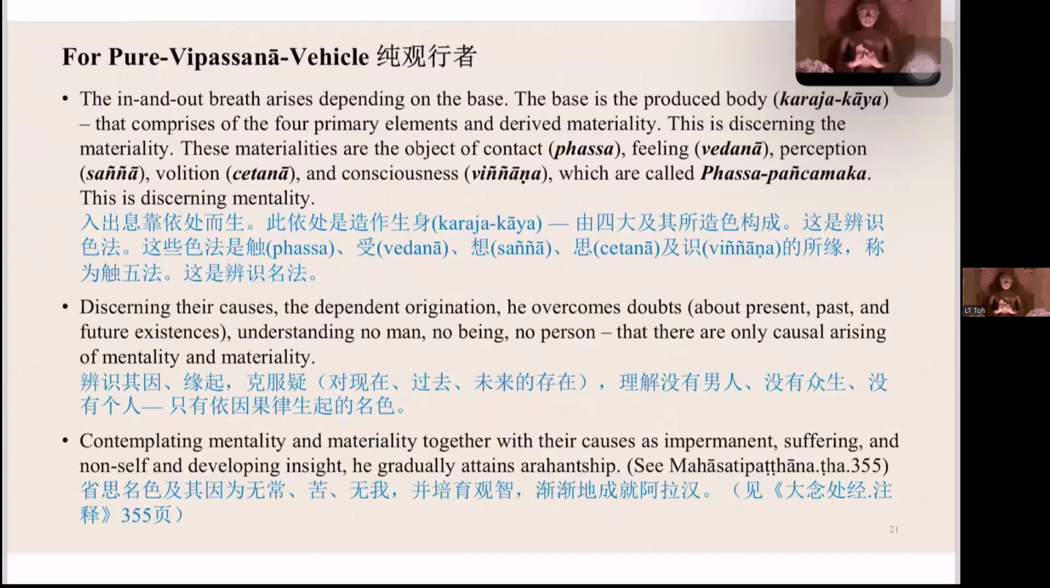Also, derived materialities. What does it mean, derived materialities? For example, we may have color, smell, taste, flavor, or nutritive essence. All these are derived materialities. Not only that, we also have eye translucency, ear translucency, nose translucency, tongue translucency, body translucency, heart materiality. All these are also called derived materialities. So briefly, we must discern all types of materialities in detail. Now, this is discerning materiality.